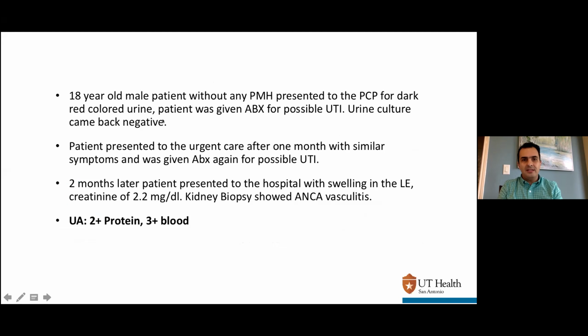So I'm going to present this case that I saw when I was a first-year fellow 8 years ago. An 18-year-old male patient without any past medical history presented to the PCP with dark red colored urine. They thought he had a UTI, gave him antibiotics, and he went home. Urine culture came back negative, but nothing happened after that. The patient presented again to urgent care after 1 month with similar symptoms and was given antibiotics again for a possible UTI, despite the culture being negative the first time.